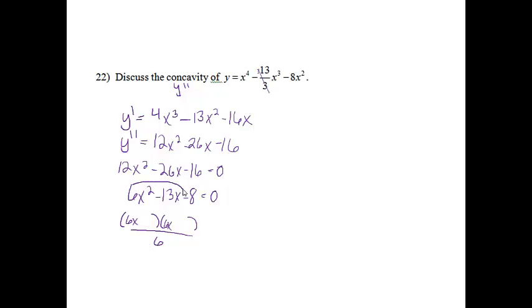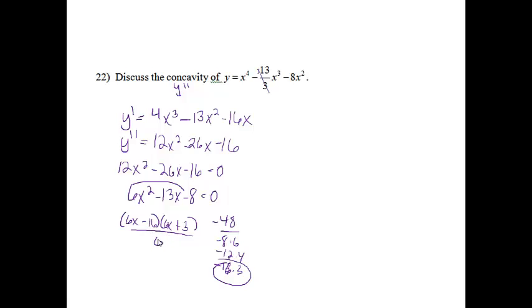Then I always take the first number times the last number, which gives me negative 48, and then I think to myself, what times what would give me negative 48? Negative 8 times 6, negative 12 times 4, negative 16 times 3, and I could keep going. I want to know which one of those options would give me that negative 13 in the middle. It's going to be this third one that I wrote, so it will be minus 16 plus 3.